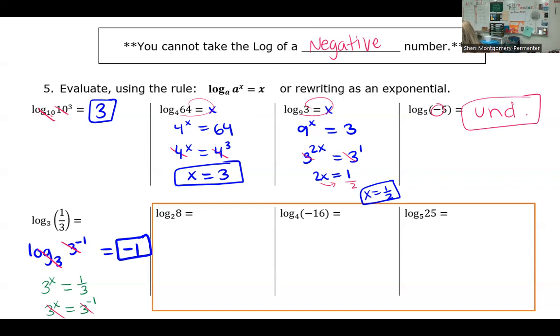So do you agree that I can rewrite it like that? 3 is not the same thing as 1/3, right? But 1/3 is the same exact thing as 3 to the negative 1. They're equivalent. This and this, those are the same. Oh, it's negative, right? Yeah. I could do any fraction like that.